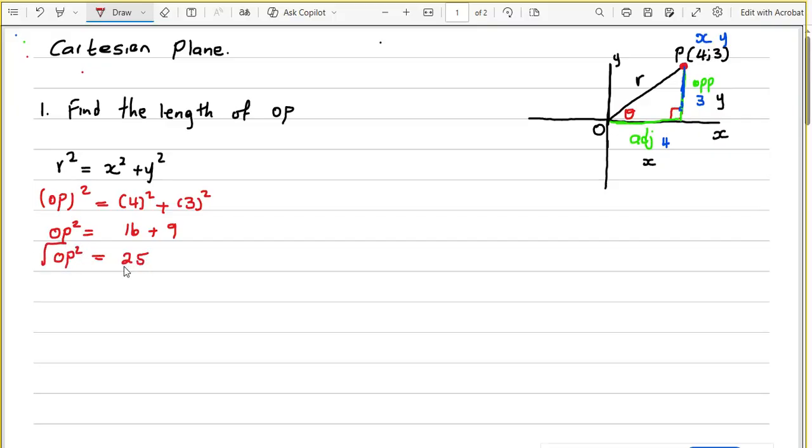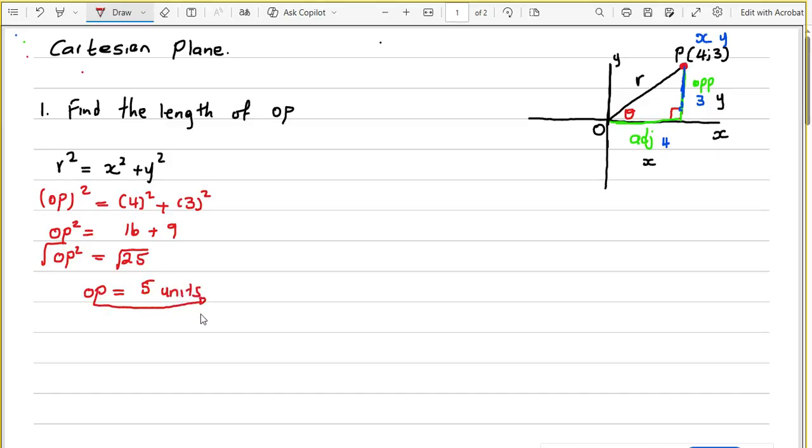You square root both sides to get rid of that square. Therefore, OP is equal to, since OP is the radius, we know that the radius is always positive. So this will just be 5. So the length of OP is 5 units. Are you happy with that?